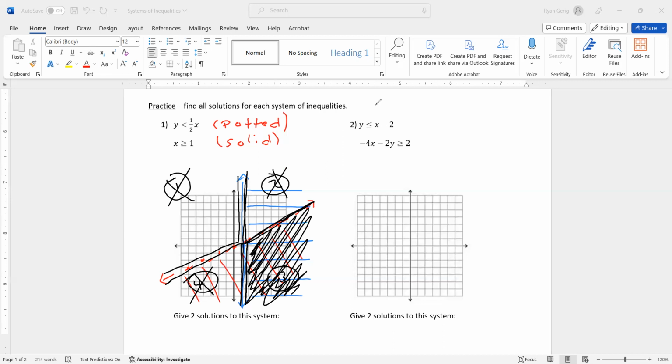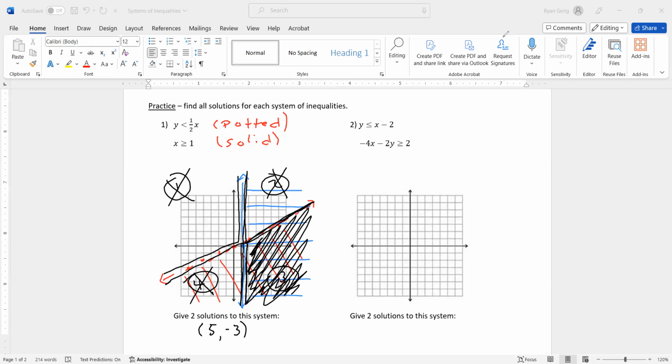All right. Last thing on this problem, it says give 2 solutions to this system. Well, you have a lot of answers here. You could put many, many answers. I'm going to give you one that's definitely on the graph, and then one that's way off the graph to make the point. So it's somewhere in that black region there. That's, I don't know, +5, -3. So +5, -3 would be a solution because it's in that shaded region.